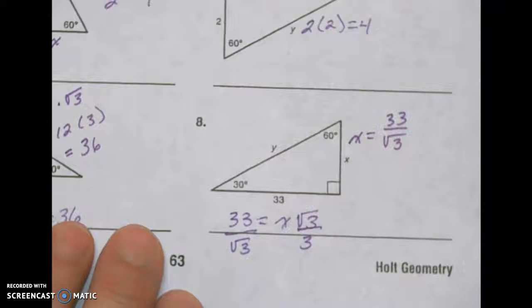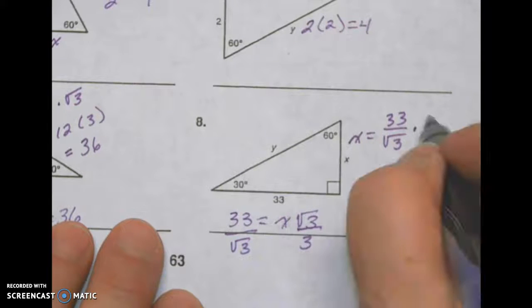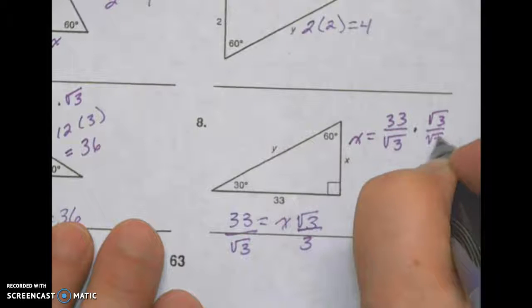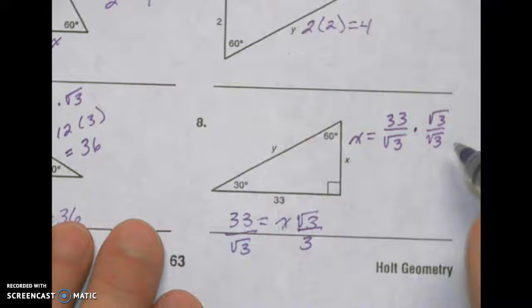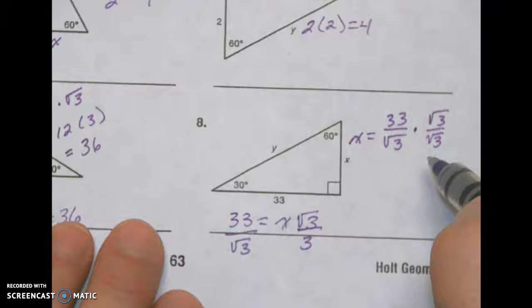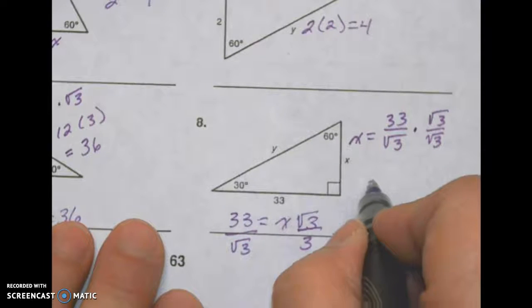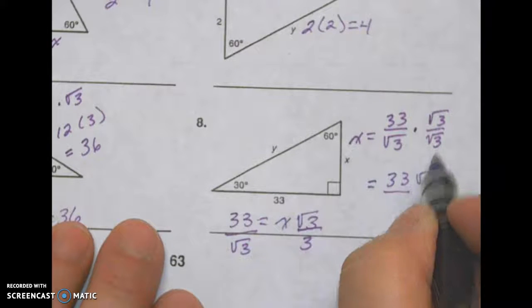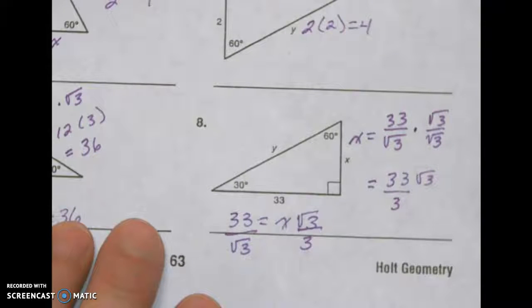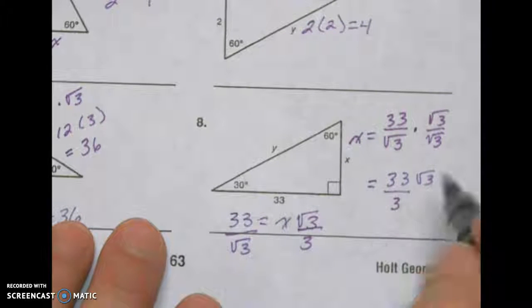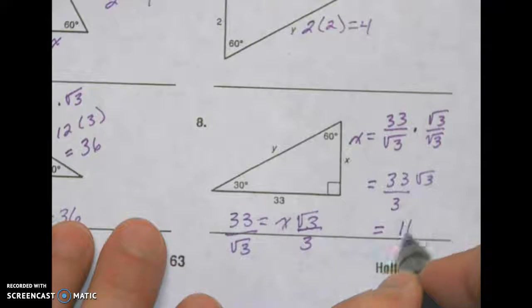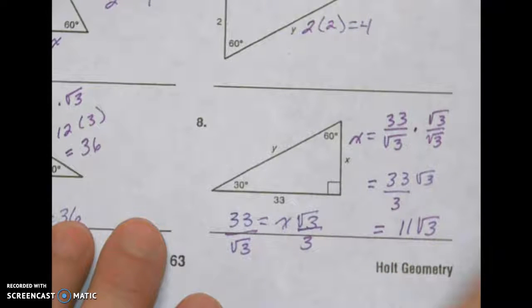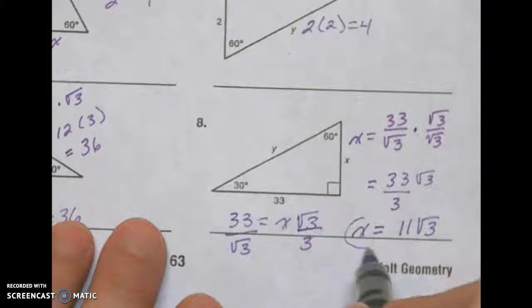But I shouldn't leave a square root in the denominator of my fraction. So I'm going to multiply top and bottom of that fraction by square root 3 over square root 3. That's just equal to 1 by itself, but that will make my denominator be the whole number 3. When I multiply, I get 33 square root 3 for my numerator. Square root 3 times square root 3 gives me a 3 for my denominator. And I can reduce that fraction because 33 divided by 3 is 11 square root 3's. So my value of x is 11 square root 3's.